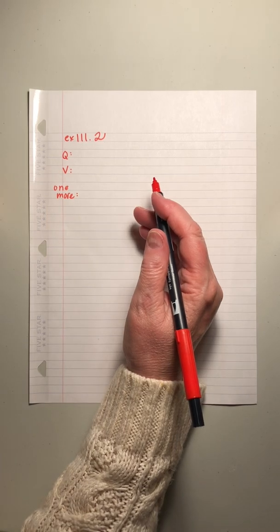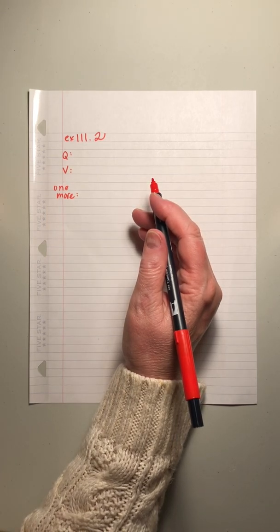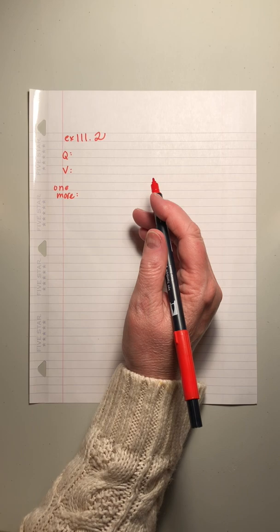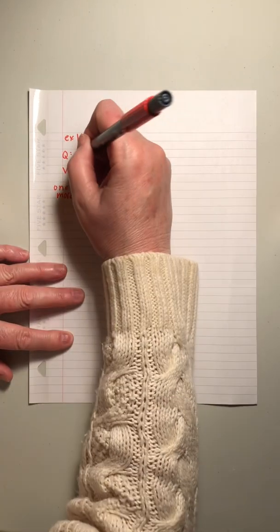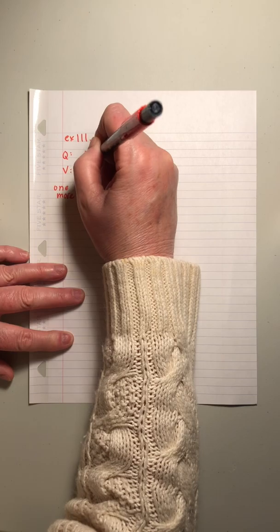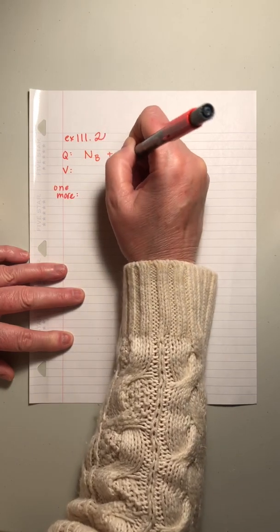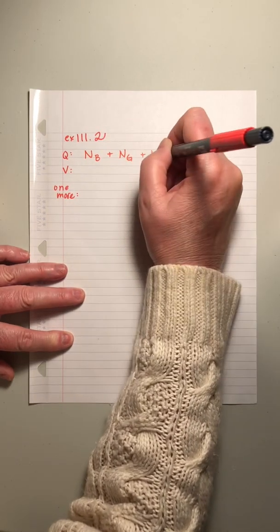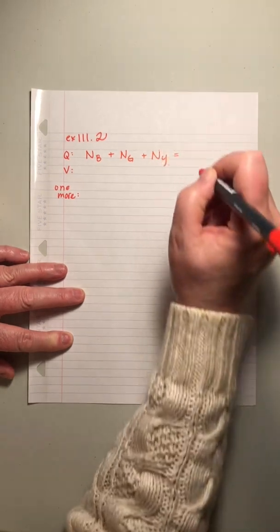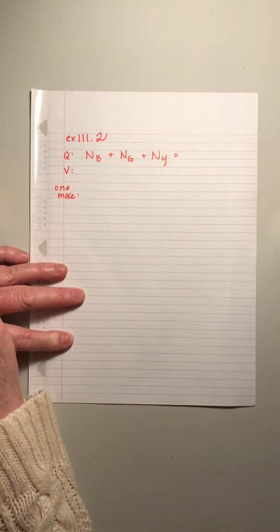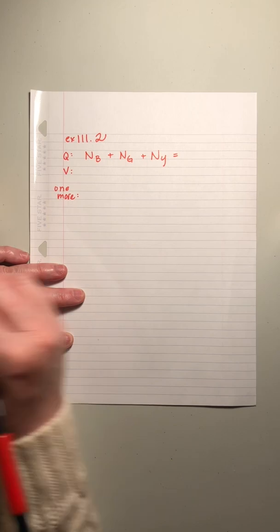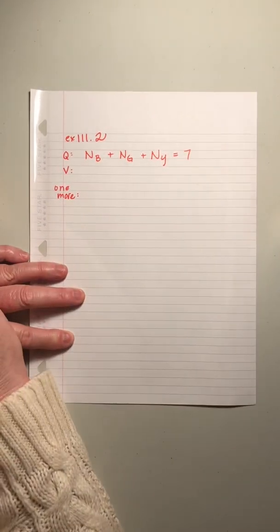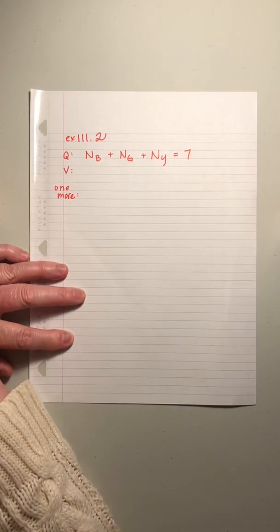The total number of blues, greens, and yellows in the pot was 7. The number of blues plus the number of greens plus the number of yellows equals 7. That's not very many.